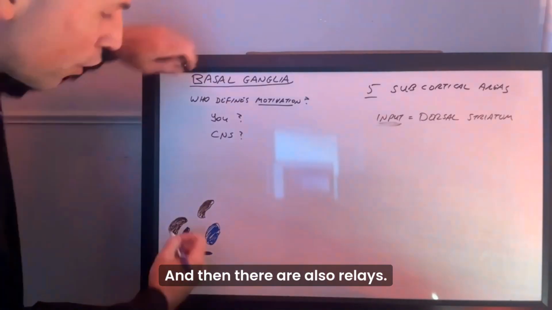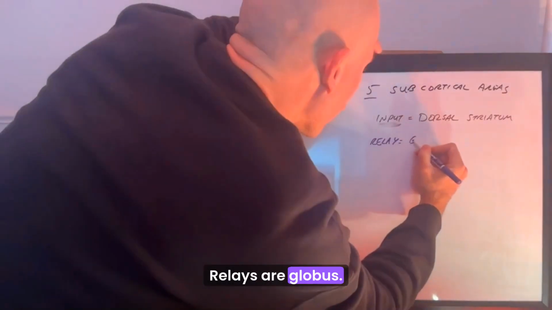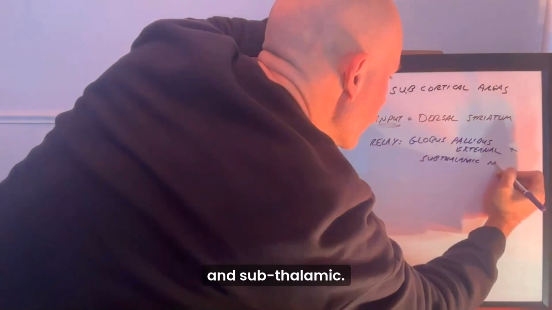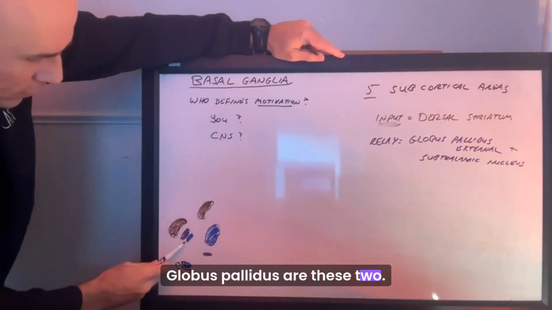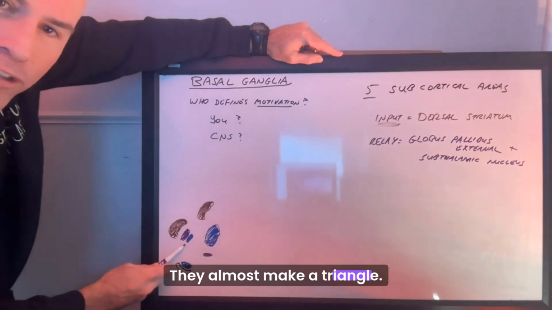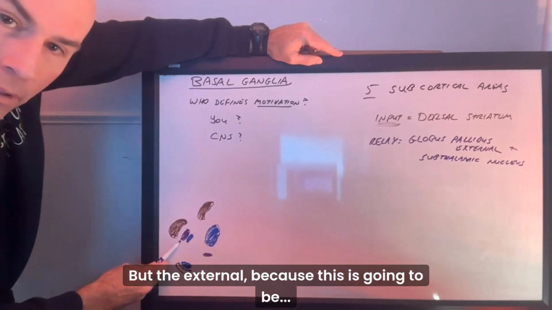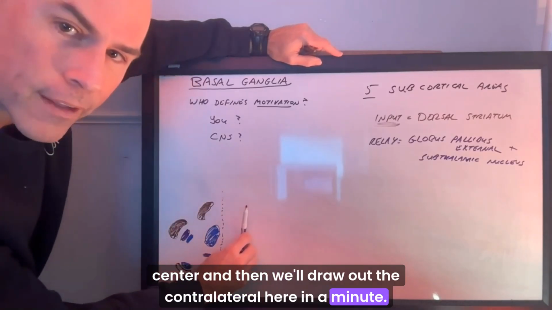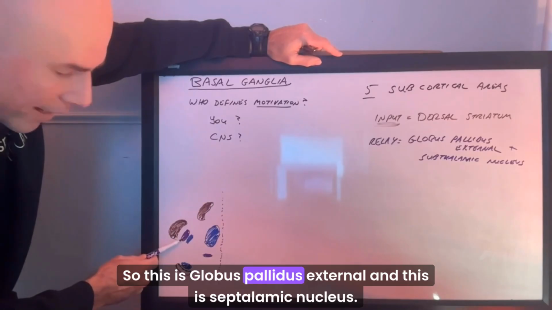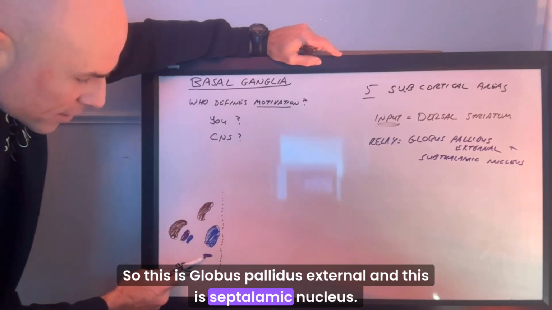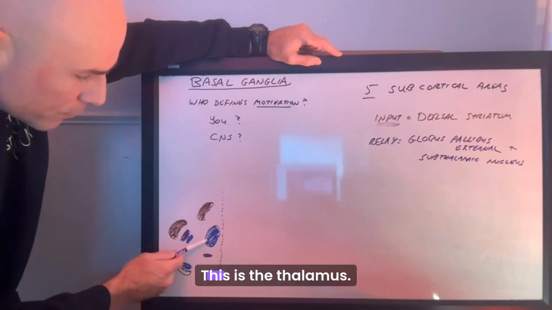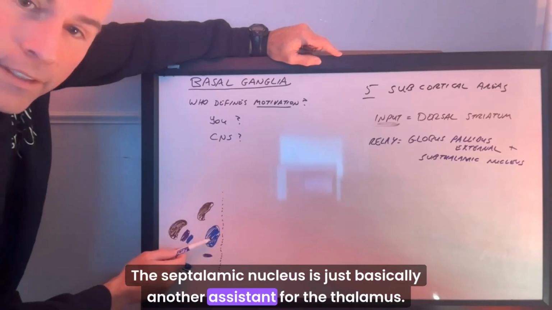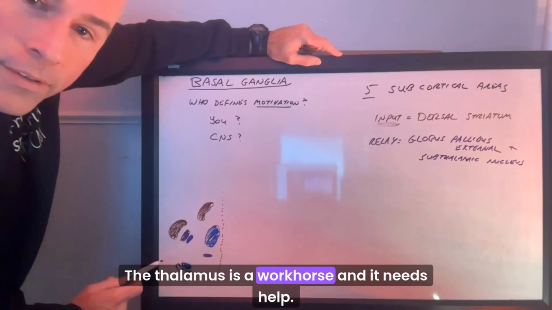And then there are also relays. Relays are globus pallidus external and subthalamic nucleus. The globus pallidus are these 2. They almost make a triangle. But the external, because this is going to be center, and then we'll draw out the contralateral here in a minute. So this is globus pallidus external, and this is the subthalamic nucleus. This is the thalamus. The subthalamic nucleus is just basically another assistant for the thalamus. The thalamus is a workhorse, and it needs help.